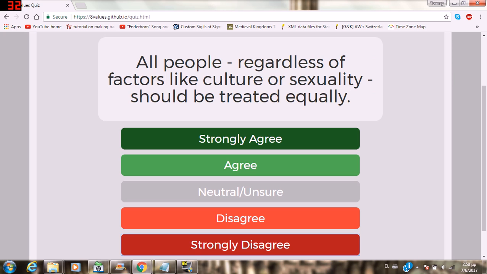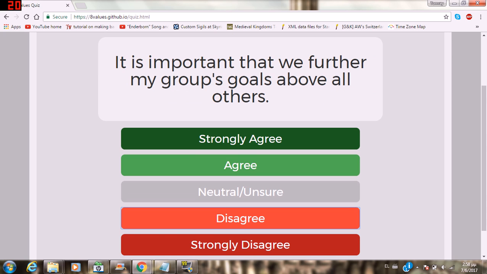All people, regardless of factors like culture or sexuality, should be treated equally. No. No, with sexuality I agree, but with culture I don't. If they're treated equally under the law, yes. Both people who have different cultures and different sexualities should be treated equally under the law. But if we're talking about society, then no, other cultures should not be treated equally to our culture by society. With sexuality it's different. I think they should be treated equally. It's important that we further my group's goals above all others. Oh, you are playing for your team, so yeah.